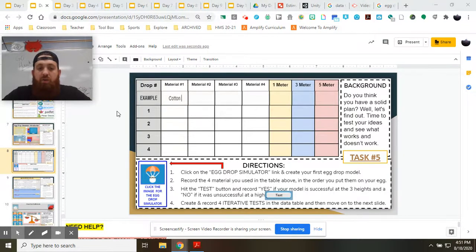And at this point, you should have completed all 4 iterative tests for your egg drop simulator. With your tests, you hopefully have completed the data table here that includes all 4 tests with the materials and whether or not they did or did not survive the 3 different heights. If you've done more than 4 tests, no big deal. Try to stop at 4 because the next part is going to require you to compare a bunch of data, and we want to make sure we're going to do that effectively. So let's go ahead and take a look at the next slide.